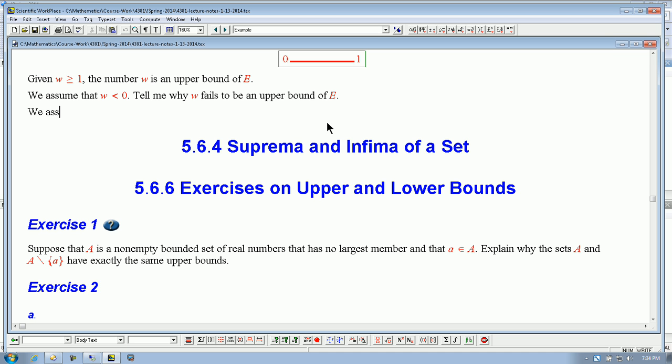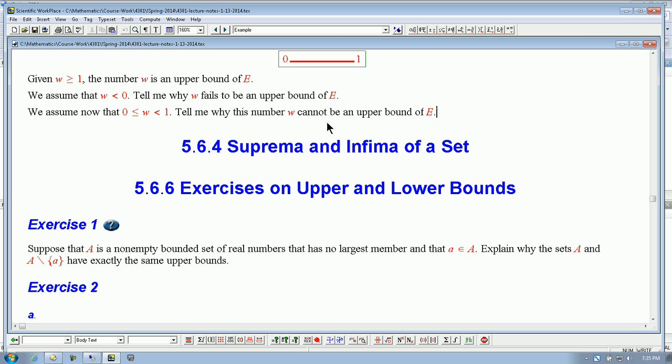We assume now that 0 is less than or equal to W, which is less than 1. This is a number in the set, right? Tell me why this number W cannot be an upper bound of E.